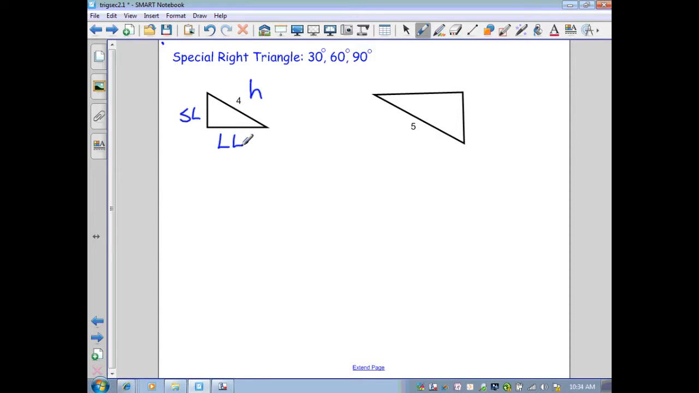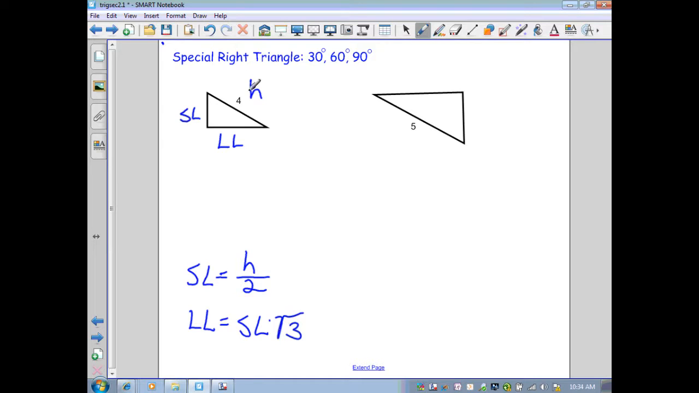And the nice thing about special right triangles is that if I know one side measure, I can determine all the other side measures. In a 30, 60, 90 triangle, if I'm given the hypotenuse, our first goal is to determine the short leg. And that formula is as follows. Short leg equals the hypotenuse divided by 2. Once I find the short leg, I can determine the long leg by taking my short leg times the square root of 3. Let's find the measures of this triangle.